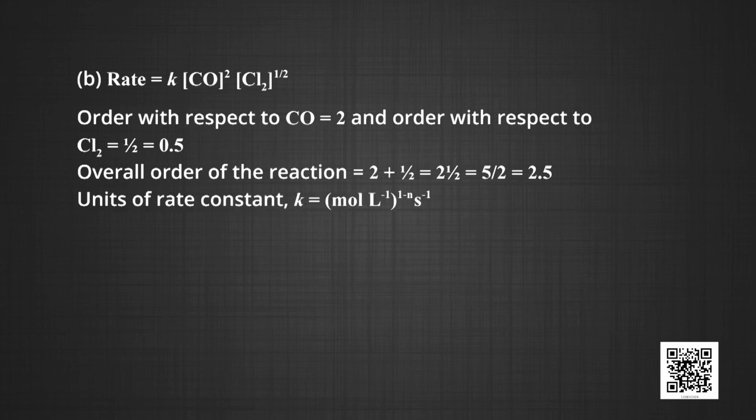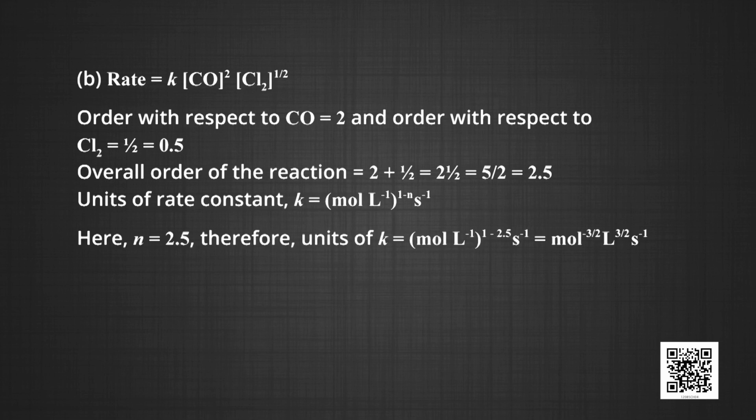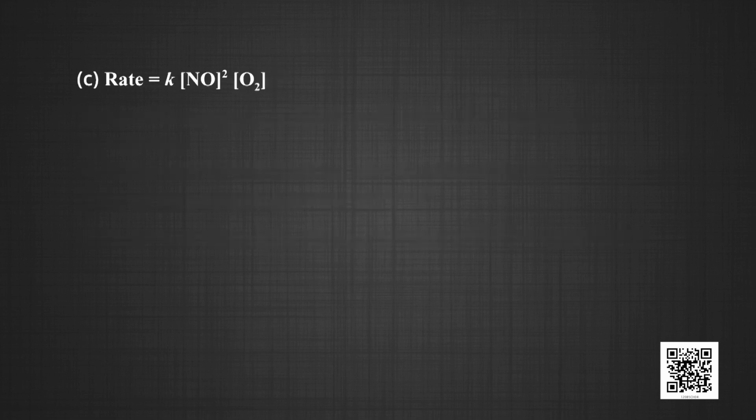The unit of the rate constant K is equal to moles per liter raised to power 1 minus n per second. Here n is 2.5. Therefore, the unit of K will be moles per liter raised to power 1 minus 2.5 per second. So, it comes out to be moles raised to power minus 3 by 2, liters raised to power 3 by 2 per second.